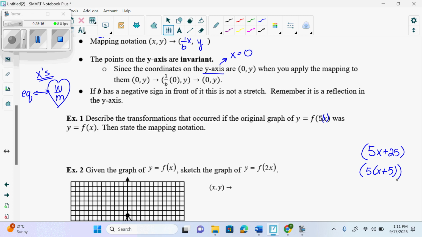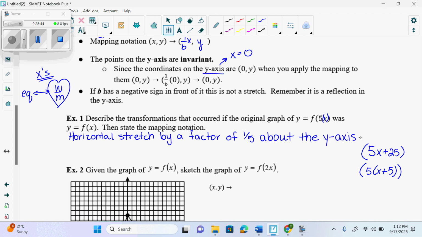All right. So we're going from equation to words. This 5 is going to turn to a what? A 1/5. So we're going to say horizontal stretch by a factor of 1/5 about the x-axis. And I lied, about the y-axis. It has to be about the opposite one. It's not that bad.